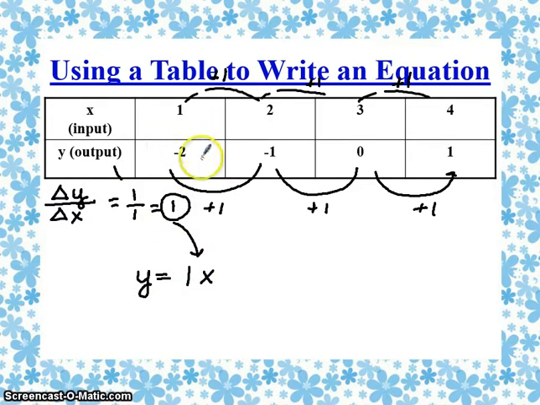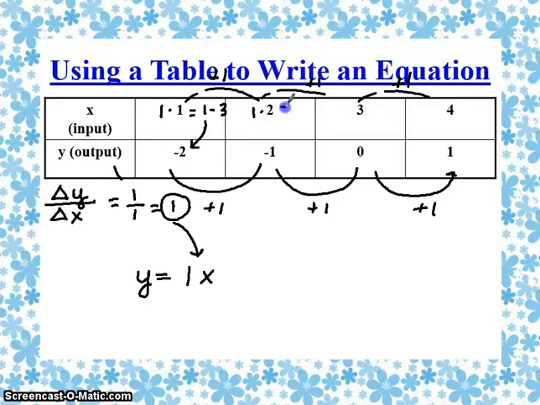Now, if you look, that's not necessarily true. Can you multiply 1 times x and get this? No. So add or subtract to adjust. What would you have to do to 1, add or subtract, to get -2? Well, 1 minus 3 is -2. Now check it for the rest.